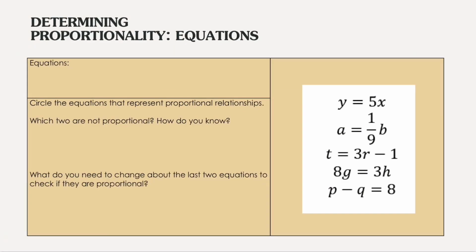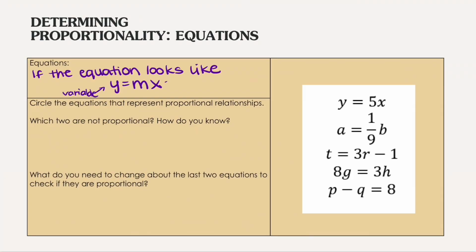So our last format that we're going to be talking about for proportionality is equations. With equations, we can tell if they are proportional if the equation looks like y equals mx. So y is a variable and x is a variable. M is special. We're going to be talking about m a lot, especially in the next couple of videos I'm going to make. Right now we're just going to call it the scale factor. It's what I'm multiplying by x.